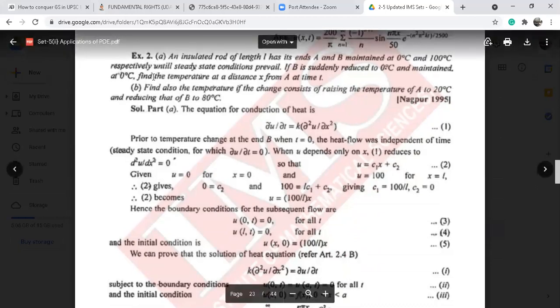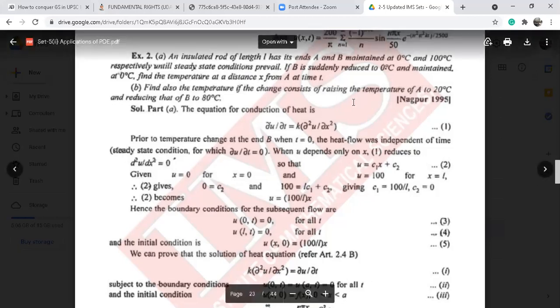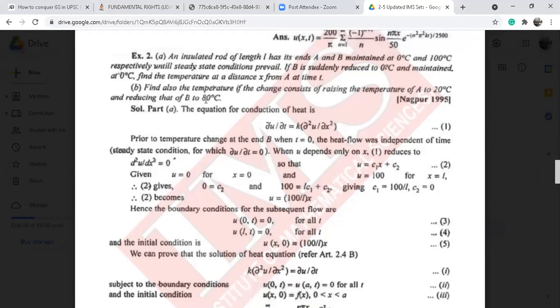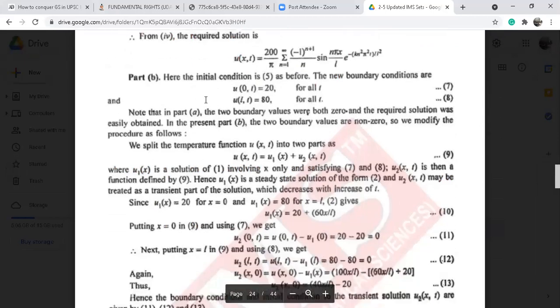I think the meeting time is almost over. So if you see in the part B, they have raised the temperature of A to 20 degrees centigrade and temperature of B to that of 80 degrees centigrade. So now these lead to non-zero ends. So what we do in the non-zero ends, we split the solution in two parts. That is the steady state part, and the other part will be your transient part.